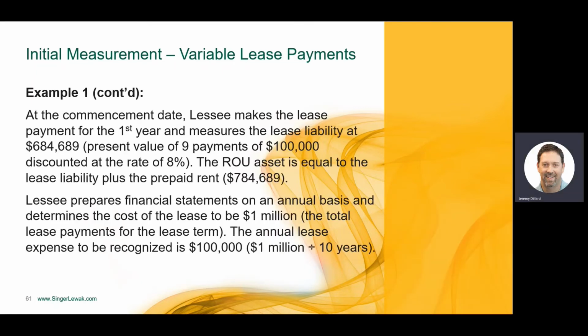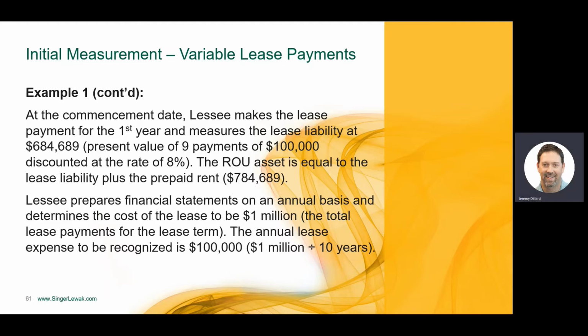At the commencement date, the company makes the initial lease payment of $100,000. Again, keep in mind that Topic 842 says that the initial measurement includes future lease payments. As that first $100,000 payment is made at lease inception, it's excluded from the calculation of the lease liability for the remaining 9 payments of $100,000. So the company calculates the present value of the remaining 9 payments using an IBR of 8% and that works out to $684,689. That's the lease liability.